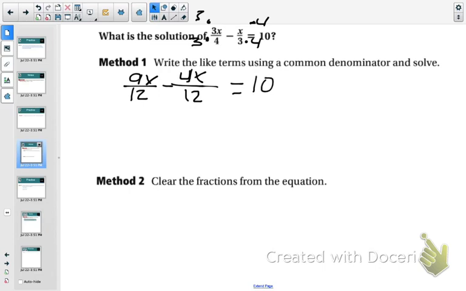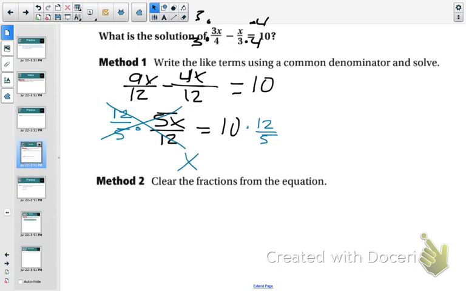Okay, so now that I have the same denominator, I can combine the numerators. So 9x minus 4x gives me 5x over 12 equals 10. So I just combine these 2 fractions. Okay, and then remember, to get rid of a fraction, I can just multiply by its reciprocal. So I'm going to multiply this by 12 over 5. And that will get rid of both numbers at the same time. How convenient. Voila, bada bing, bada boom. X is by itself. And then this 10 and the 5 will cross cancel, so that becomes 2 and 1. So 2 times 12 is 24.